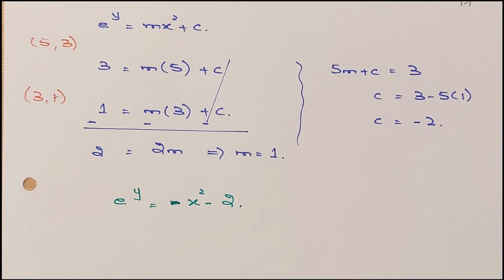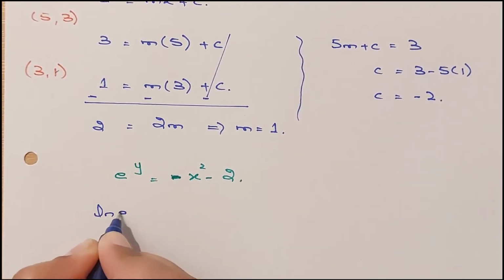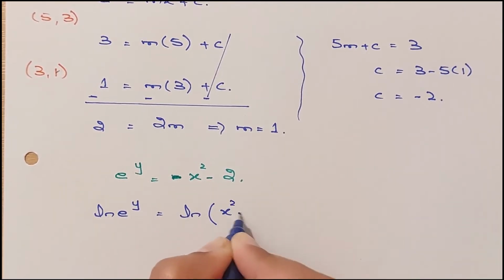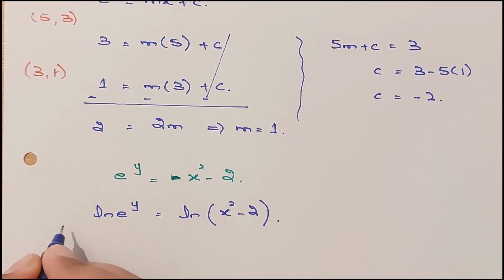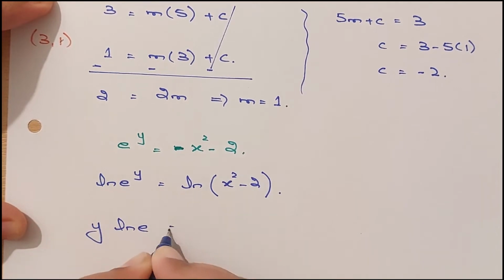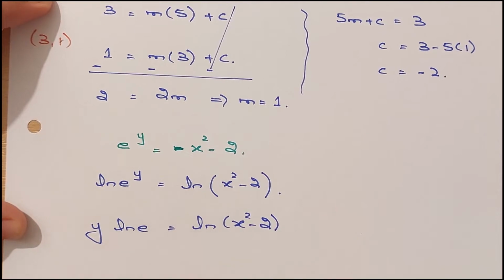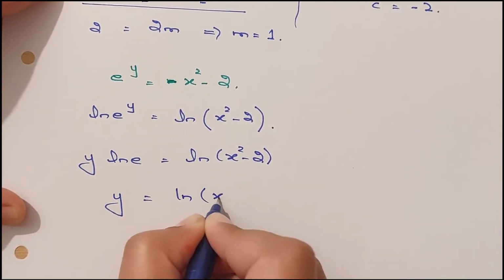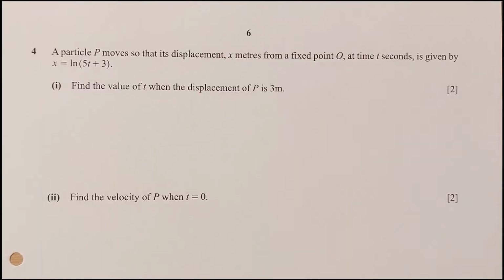We have to find y in terms of x, so we have to take the natural log on both sides. Natural log of e power y equals natural log of x square minus 2, right? So we have to bring the y before the natural log. So y times natural log of e equals natural log of x square minus 2, and natural log of e is just 1. So we have y equals natural log of x square minus 2. So this is the function y in terms of x.